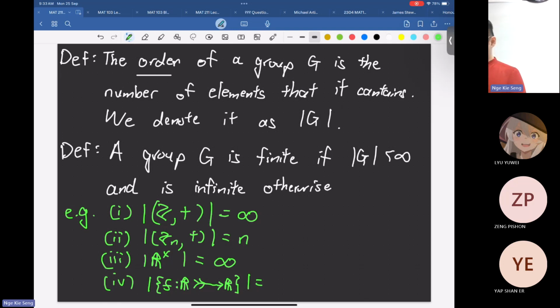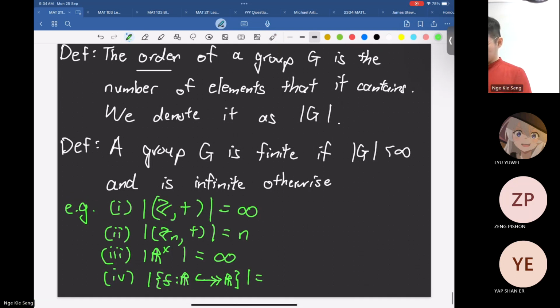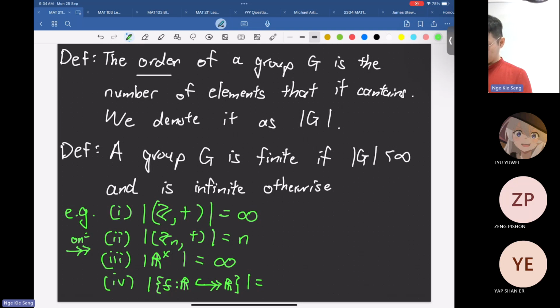Bijective and continuous. Okay, so I put this: onto, and this is injective. Sorry, I drew something stupid here. We put it like this for onto, and if I put a hook, it's one-to-one. But we also want continuous. So this is a homeomorphism, with two conditions: continuous and bijective. So what's the cardinality here?